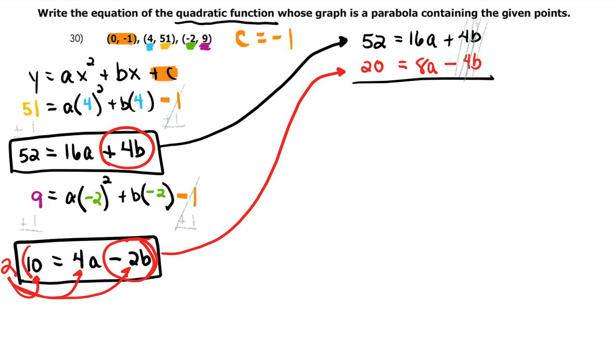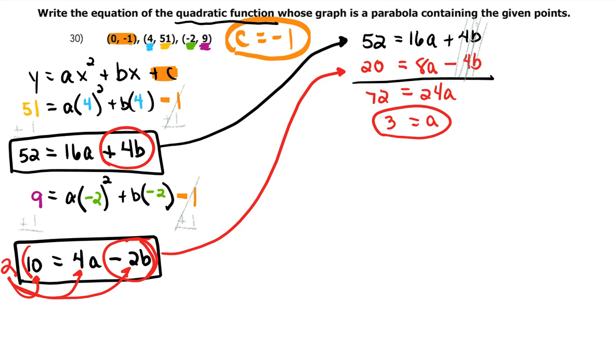And so 52 and 20 is 72. 16 and 8 is 24a. And then if you divide by 24, 24 goes into 72 three times. So I have just now found a. All that's missing is b.